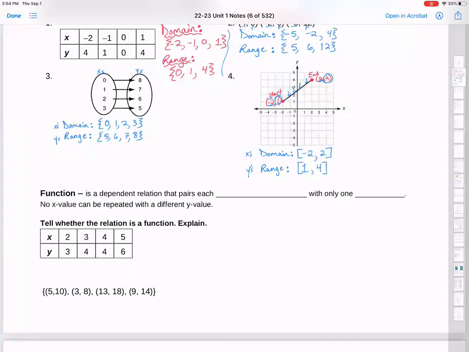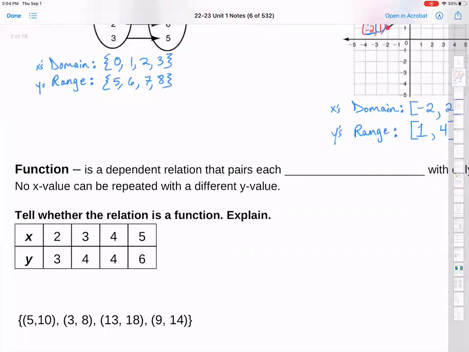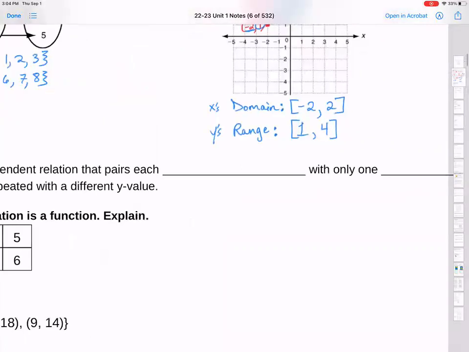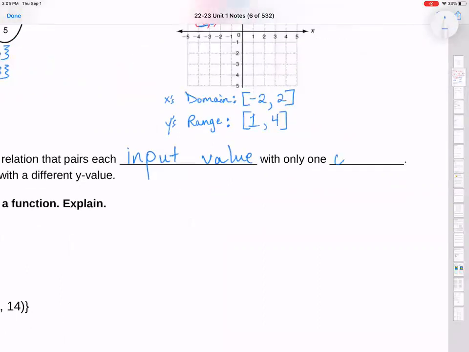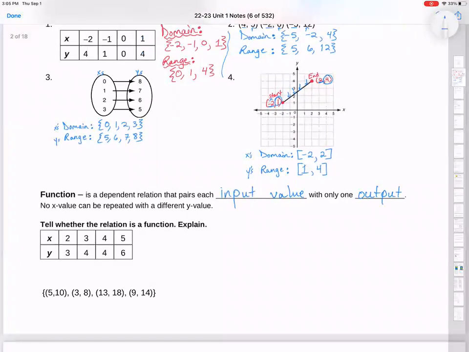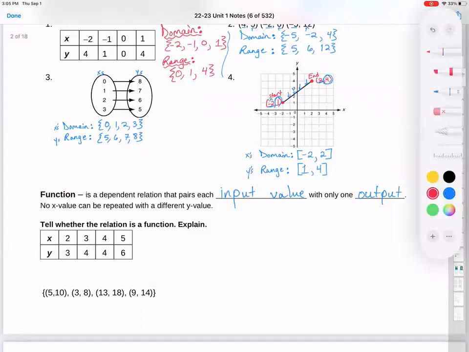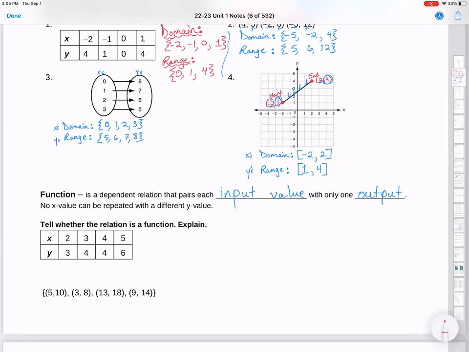All right, continuing on with our 1.1 notes, we have the definition for a function. A function is a dependent relation that pairs each input value with only one output value. Now, most of the time in math, you actually will be studying functions. So relations kind of get you into functions, and again, in most of math, you're going to be looking at functions. So that's kind of the big hitter for today. Now, in order for it to be a function, no x value can be repeated with a different y value.